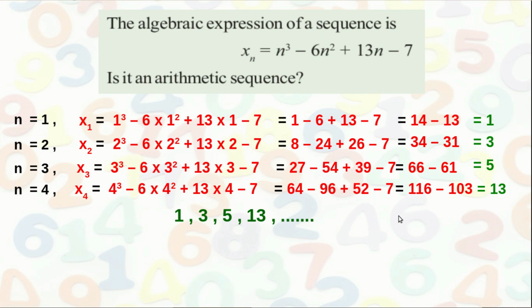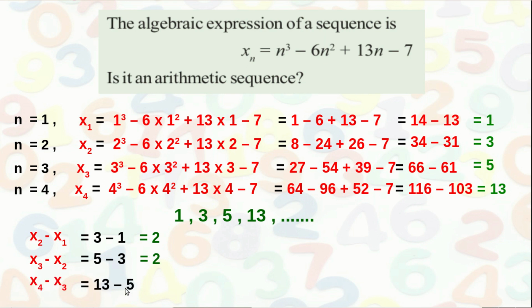So you have to check whether this sequence is an arithmetic sequence or not. So for that you can find the differences between the consecutive terms. First difference, x2 minus x1, second term minus first term. 3 minus 1, that is equal to 2. Now third term minus second term, 5 minus 3 equal to 2. Again find the difference between fourth term and the third term. 13 minus 5 equal to 8.